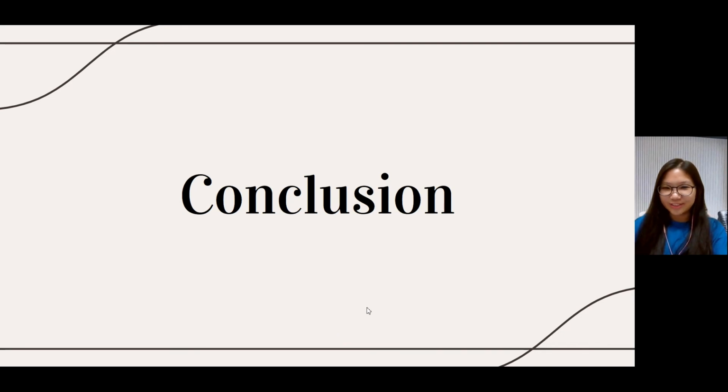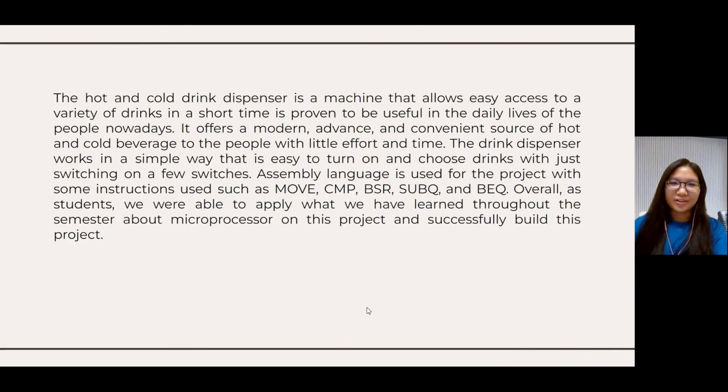So here is the conclusion for our project. The hot and cold drink dispenser is a machine that allows easy access to a variety of drinks in a short time. It is proven to be useful in the daily lives of people nowadays. It offers a modern, advanced, and convenient source of hot and cold beverages to people with little effort and time. The drink dispenser works in a simple way that it is easy to turn on and choose drinks with just a few switches.